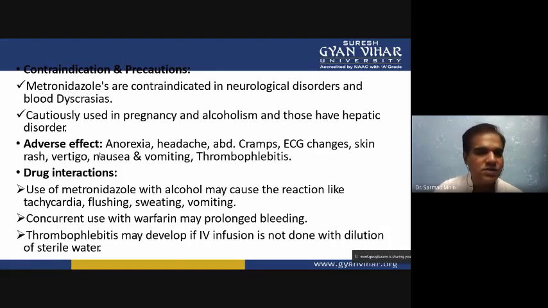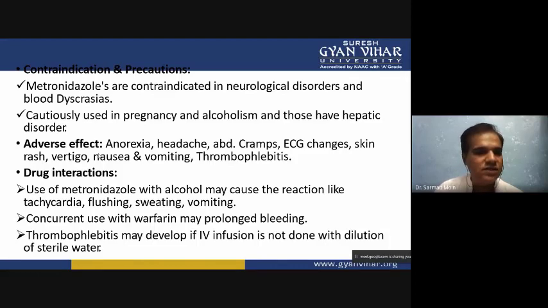Now, side effects. Metronidazole can cause side effects of anorexia, headache, abdominal cramps, ECG changes, skin rashes, vertigo, nausea, vomiting, and thrombophlebitis.